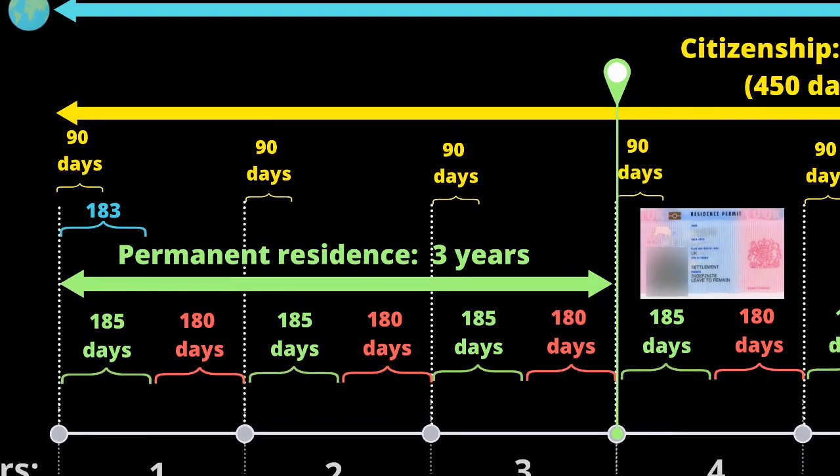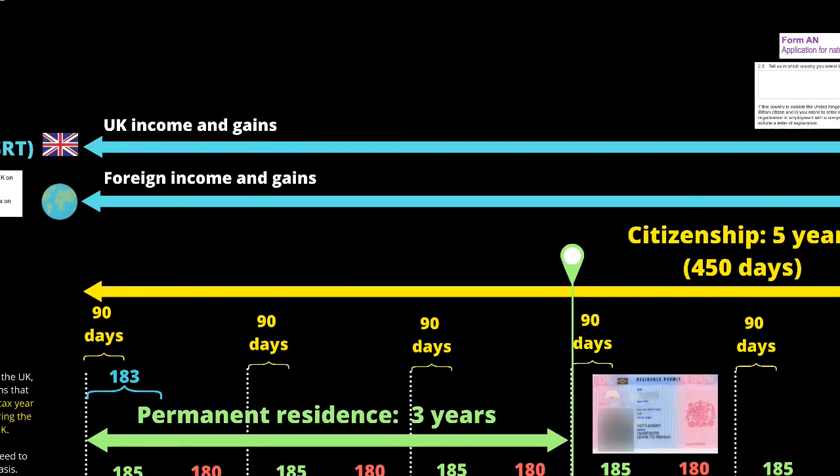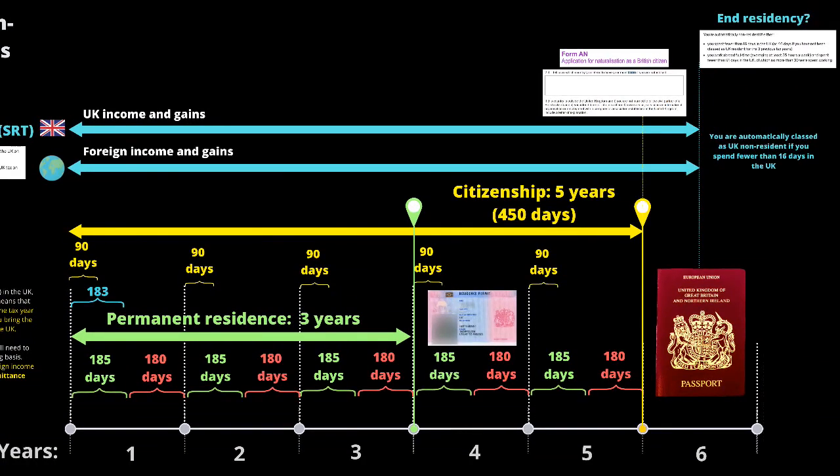So at that point, as I say, the default position is that you then pay tax on your foreign income and gains, subject only to double taxation agreements, etc. But that's obviously jurisdiction specific, and I'm focusing here on UK resident non-domicile status and how you can leverage that.